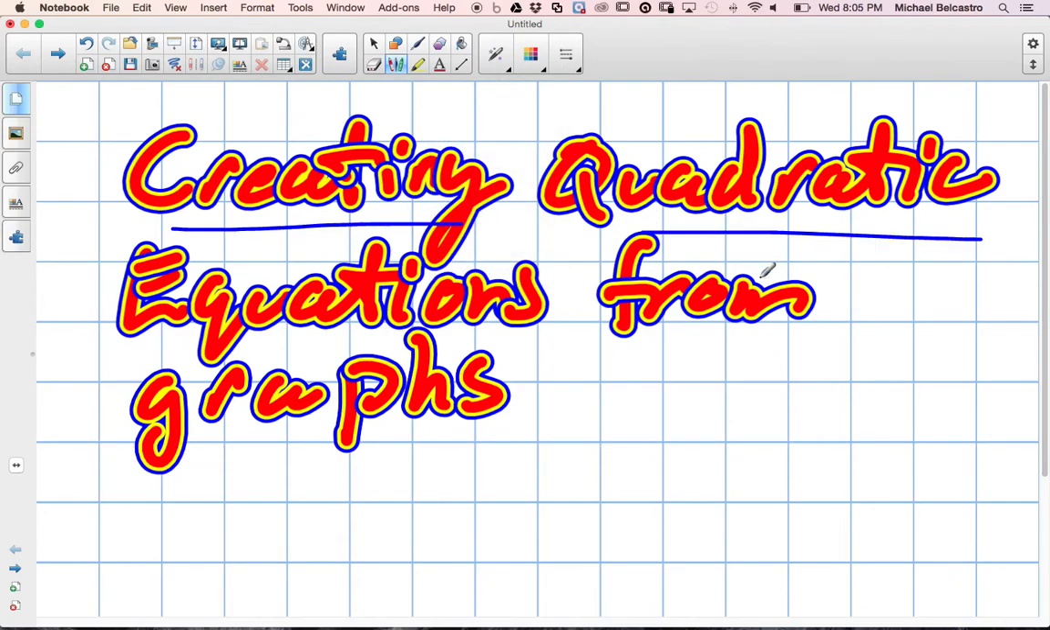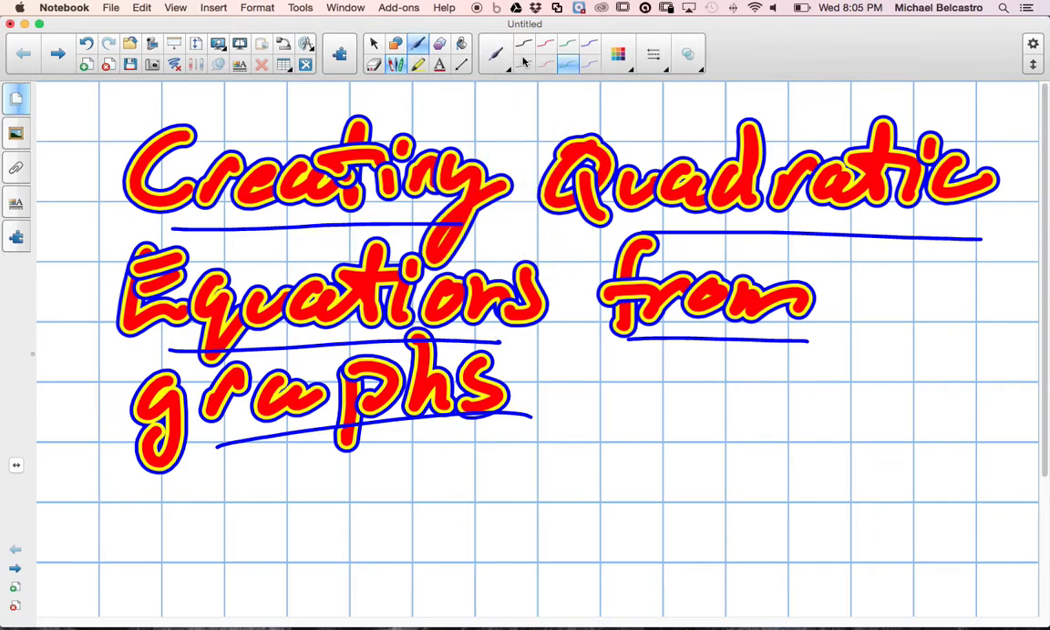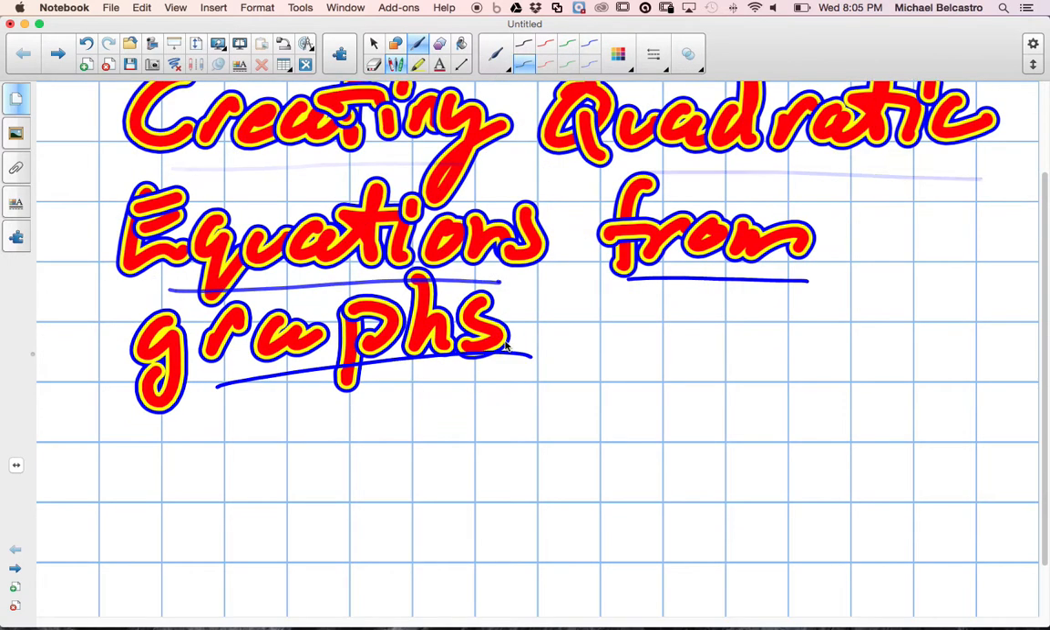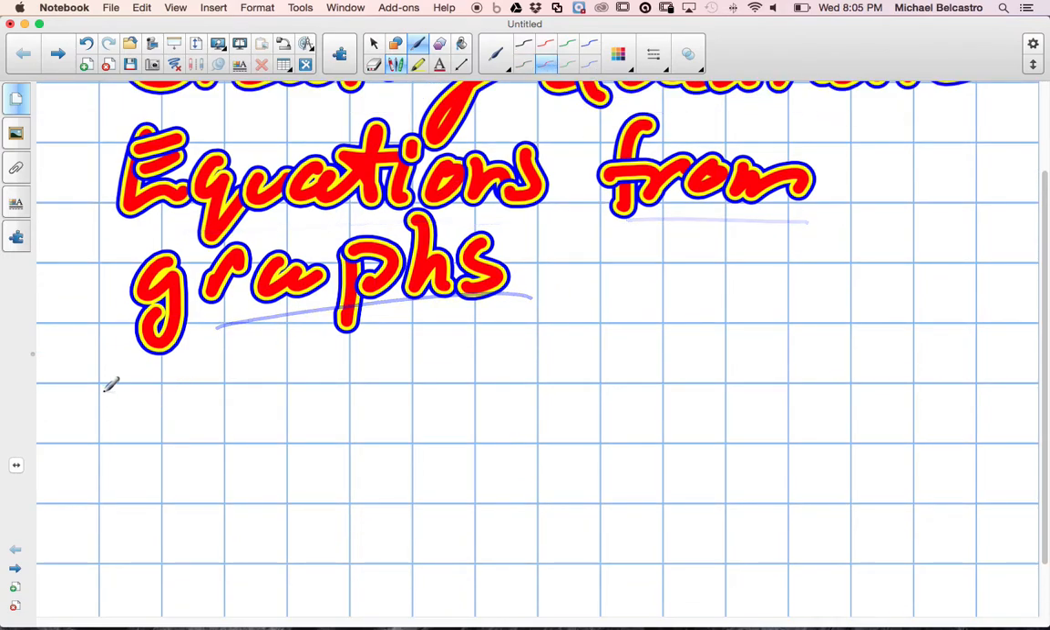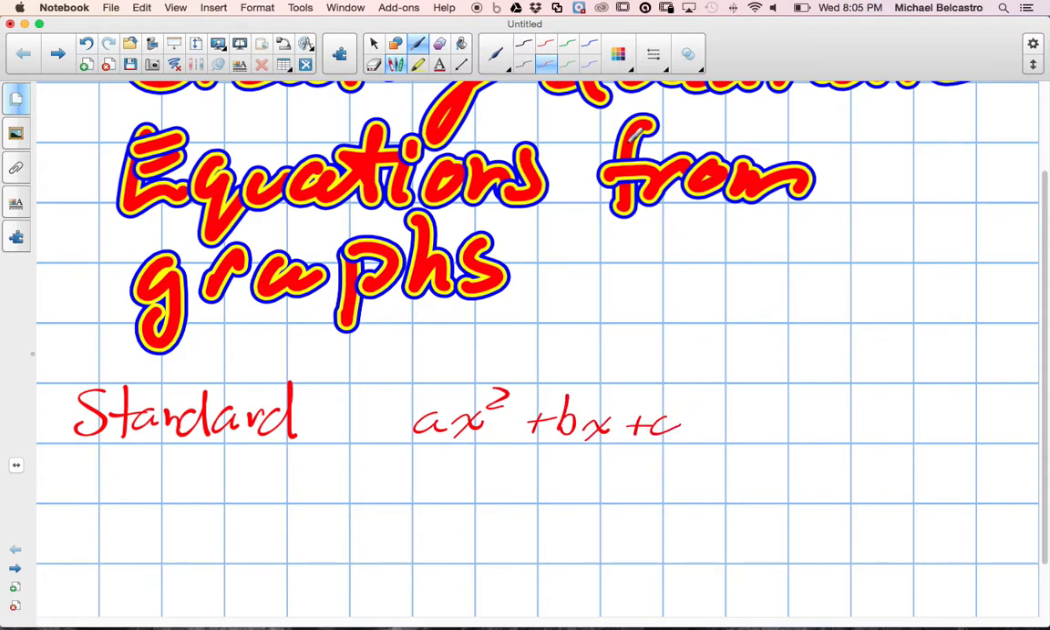At creating a quadratic equation from a graph. So as of right now, we know three different types of quadratic equations. Okay, first one is our standard. Okay, and it's written as, do you recall, ax squared plus bx plus c? You remember that one? Okay, then we have vertex form. The vertex is a(x minus h) squared plus k.